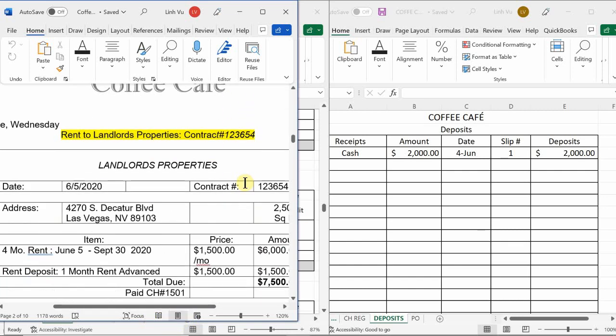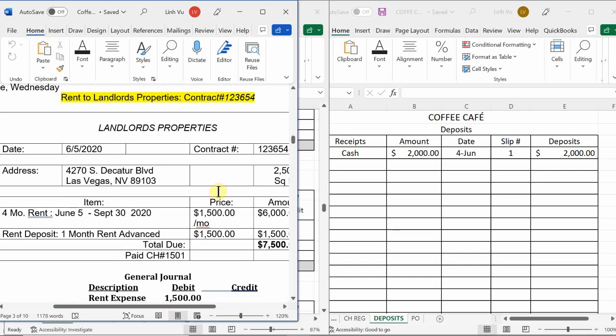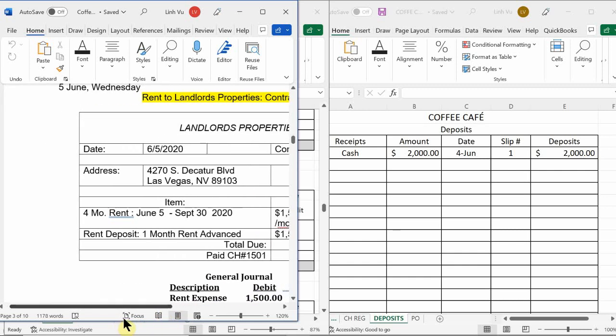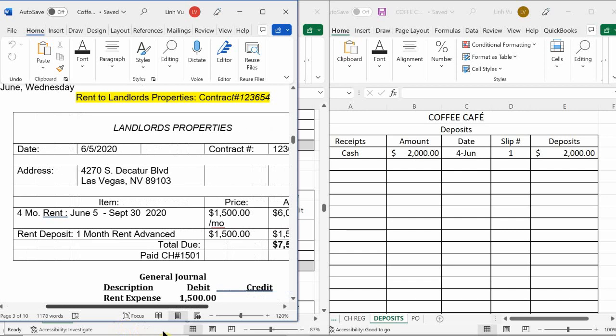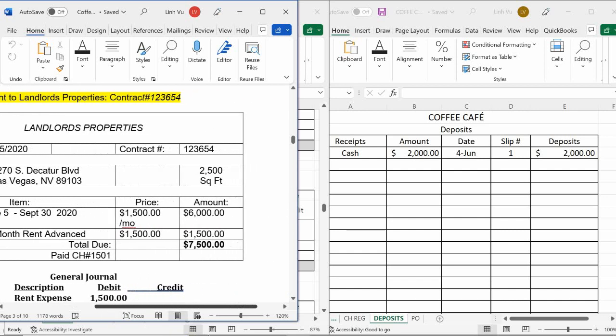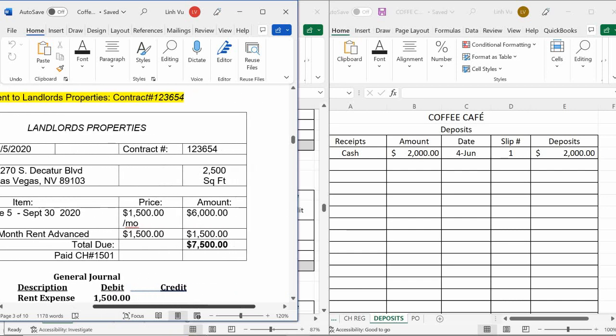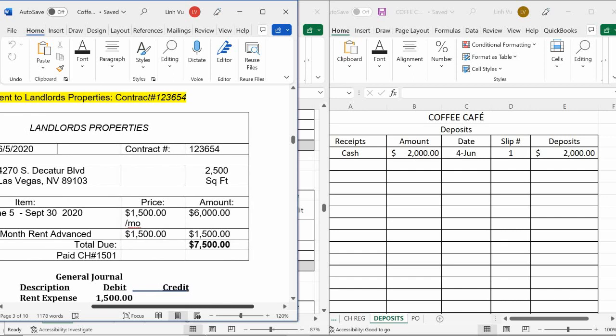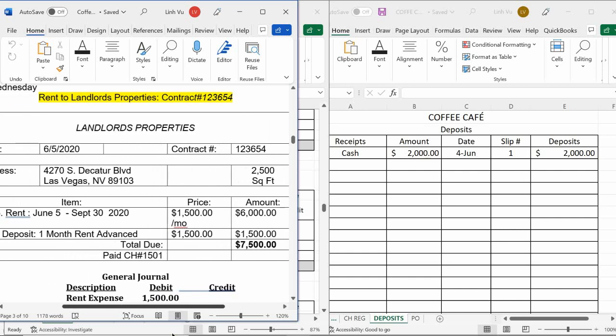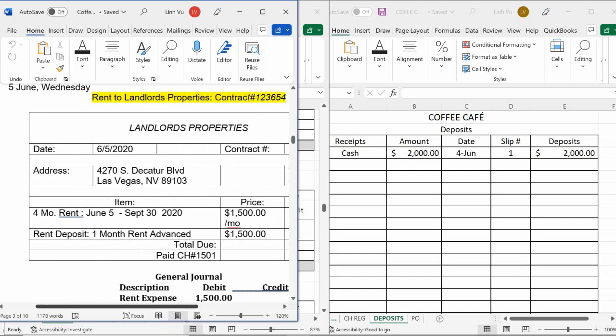12365. So here it is. This is what we are renting from landlord's property. We're renting the address right here, the South Decatur Road, which is 2,500 square feet. Again, the amount is $6,000, because we're going to make a payment.